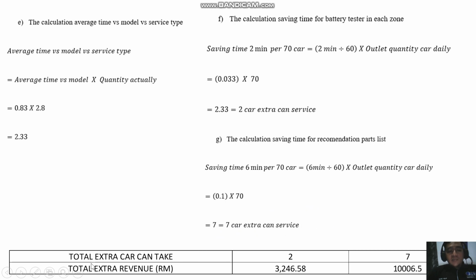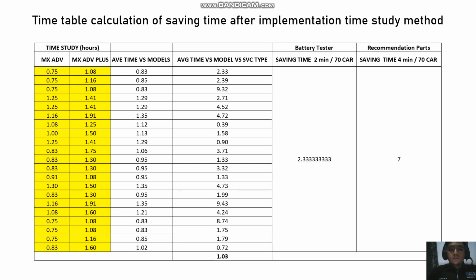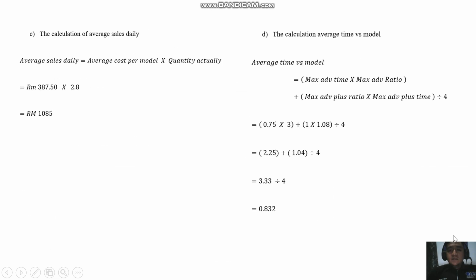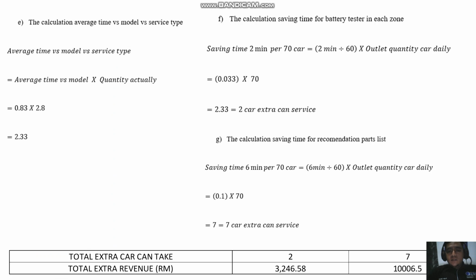At the bottom, as you can see, the total extra revenue is 3,000 ringgit and 10,000 ringgit, which we get from the average sale daily, 1,430 times 7, and 100 times 2. Then we deduct the total extra revenue from the wasted time.